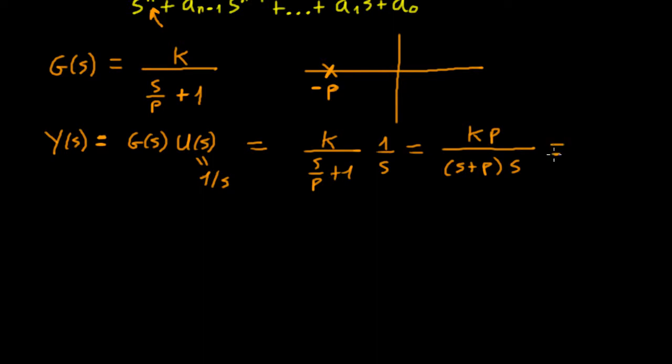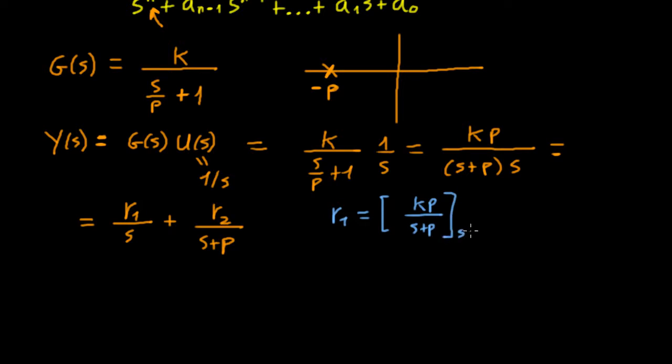Now we separate this into factors, which are r1 over s plus r2 over s plus p. And we already know how to find r1 and r2. r1 is equal to kp over s plus p when s is equal to 0. This is kp over p, that is k.